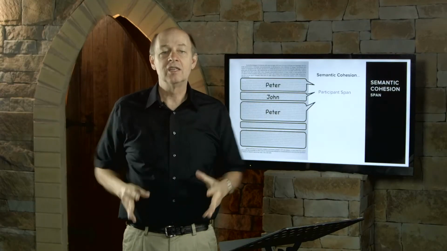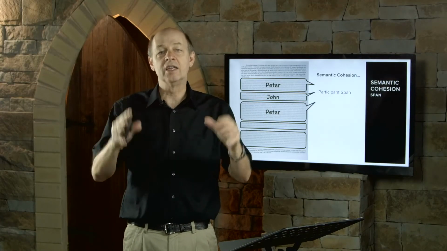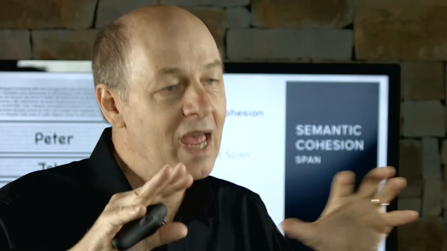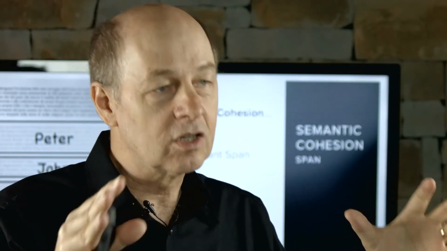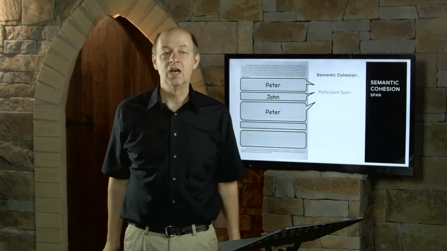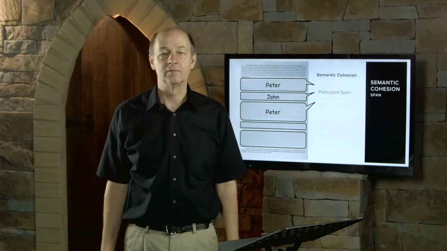And now there is some kind of semantic cohesion. The meaning here is letting us know that John is the primary participant. So semantically, those sentences are glued together because they're all focusing on the same primary participant.